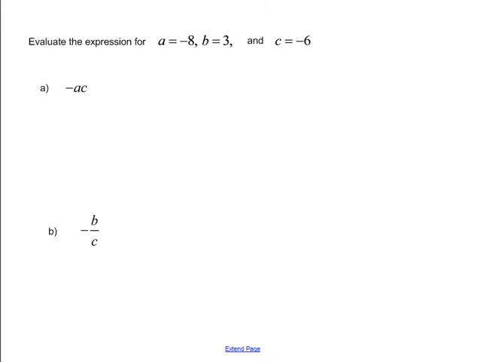Evaluate the expression for A equals -8, B equals 3, and C equals -6. So let's see what we're doing in these problems. In part A, we're going to be taking the opposite of A and multiplying it by C. And notice we know it's multiplication because the A and the C are right next to each other. There's no other operation sign showing there.